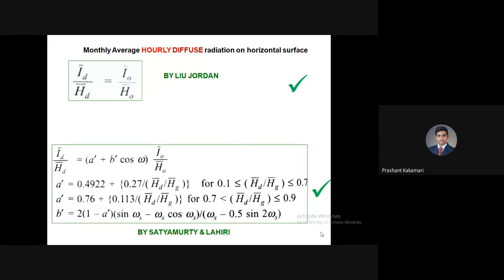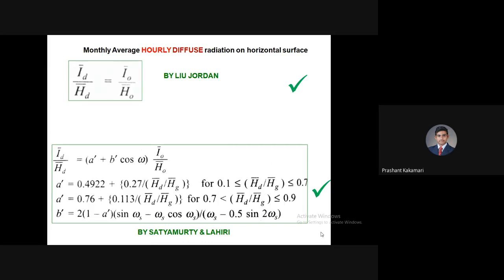The only change is what? The H value. H denotes daily basis, I denotes hourly basis. For a particular hour, say for example today we have class from 2:30 to 3:30 or 2:30 to 3:15, I can take only those times and find out, for a given month in the entire year, which month is going to give the best or maximum solar radiations. That I can find out by taking daily values for the given month.